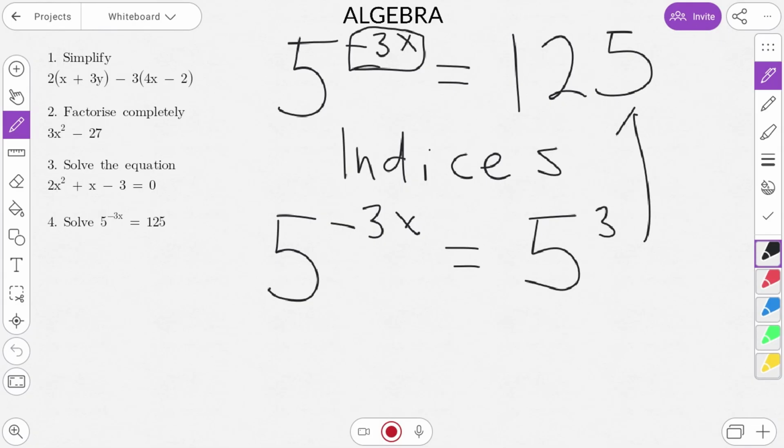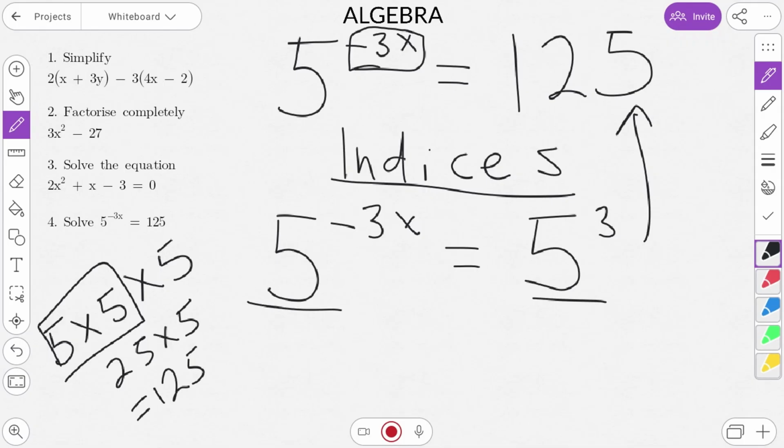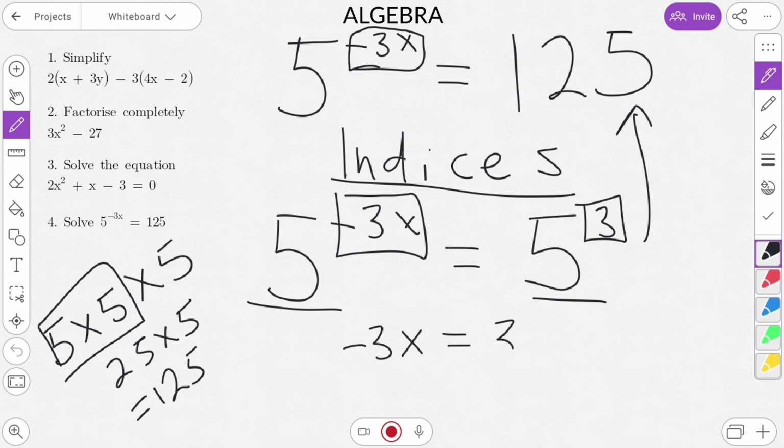That is 5 multiplying itself 3 times. 5 times 5 gives us 25, and another 5 gives 125. Okay, so that's the product. Alright, so from indices again, when the bases are the same, we equate the exponents, as I'm doing. So now, when we divide through by the common factor, negative 3x is equal to negative 1.